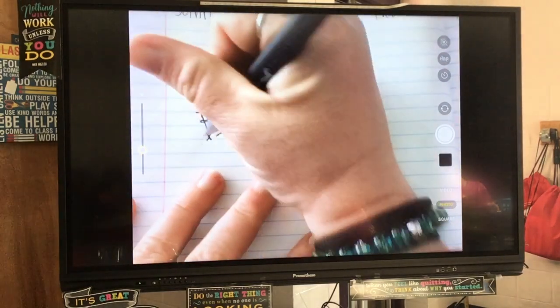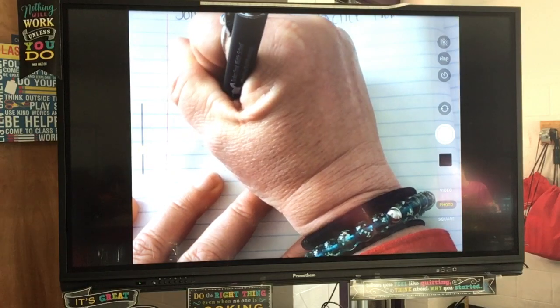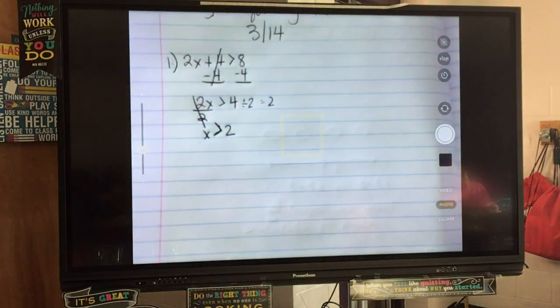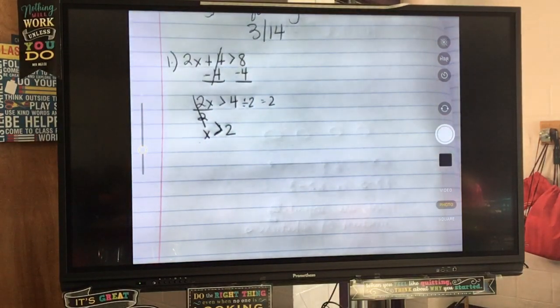So how do I make sure that this is correct? If I wanted to check, what would I need to do? Could I plug in 2 and make this statement true? Because if I do 2 times 2 plus 4, that's going to be 8 is greater than 8. Is that a true statement? All right, so someone give me a number that makes this statement true. Bryson?